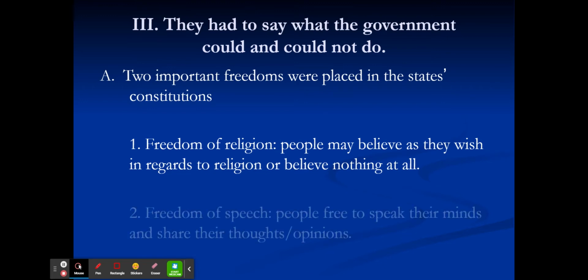A second important freedom, the freedom of speech. People are free to speak their minds, sharing their thoughts and opinions on what the government, right, is doing or not doing. Right? They are free to discuss that, to share that, to write about it. These seem like great things, right? Naming specifically what the government can and cannot do.